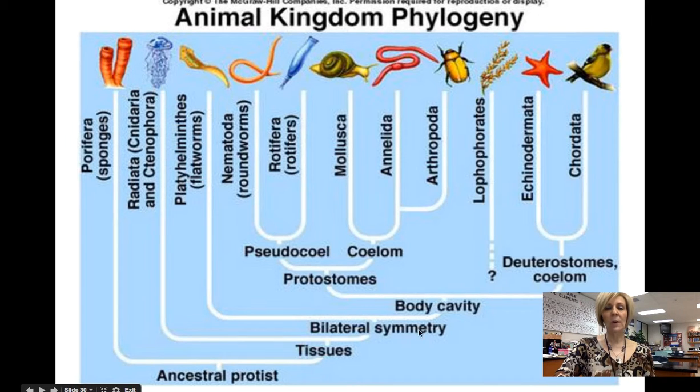This is just showing you a phylogenetic tree of these organisms. We have the ancestral protists, we have the development of tissues, which would be in multicellular organisms. We have bilateral symmetry. We get the beginnings of a body cavity. We have two different major types of organisms, the deuterostomes and the protostomes. Some of these protostomes are actually pseudocoelomate, and these guys do have coeloms. But these are where the chordates are.